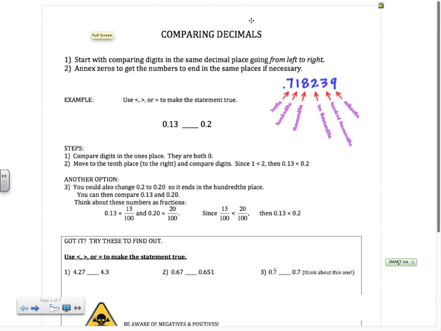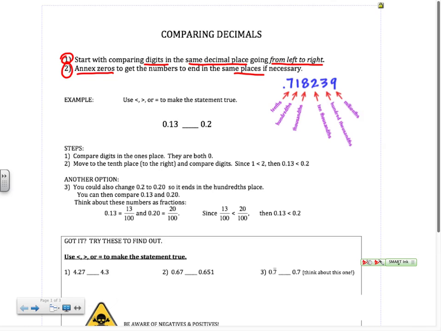Let's take a look at comparing decimals so that we can be on our way and start graphing our rational numbers. Here's a couple steps to keep in mind when you are comparing decimals. Number one, start with comparing the digits that are in the same decimal place. And remember, you go from left to right. And the second step is annex zeros. That means add on zeros to get the numbers to end in the same places if necessary.